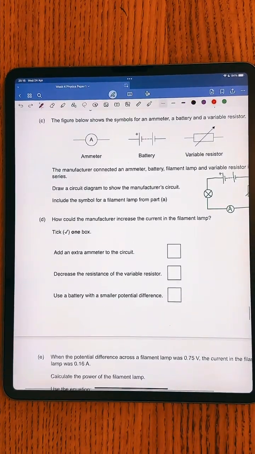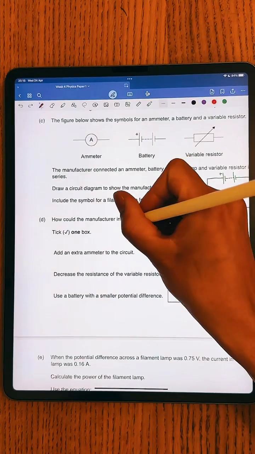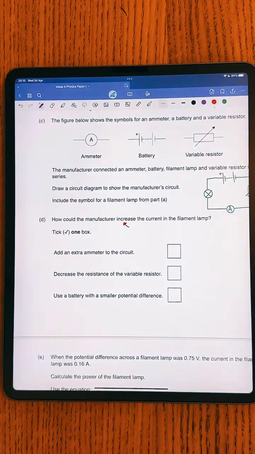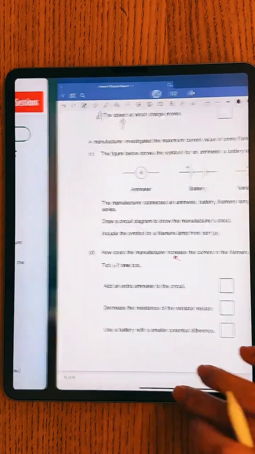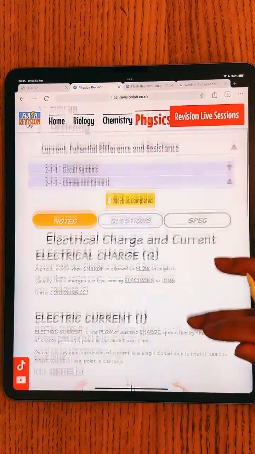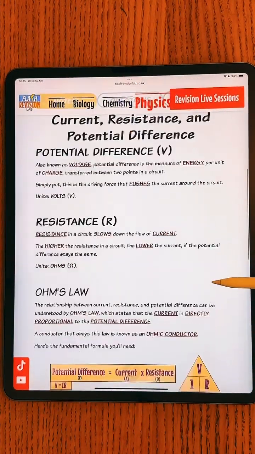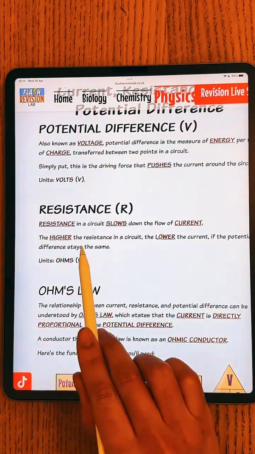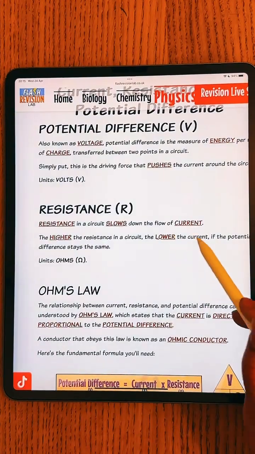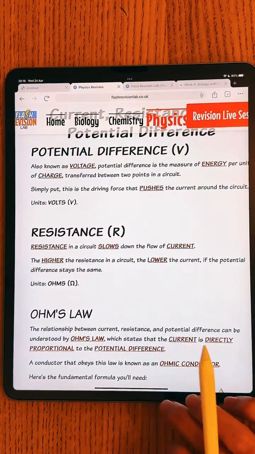Next question. How could the manufacturer increase the current in the filament lamp? What do you guys think you can do? They're trying to increase the current. So in order to increase current, let's look at what resistance means. Resistance is something that slows down the flow of current. The higher the resistance in a circuit, the lower the current. Okay? The higher the resistance in a circuit, the lower the current.